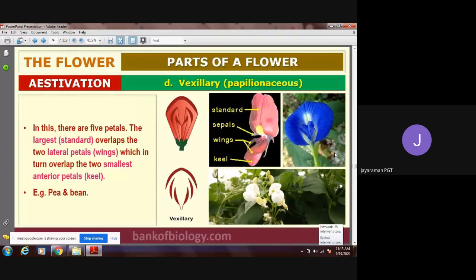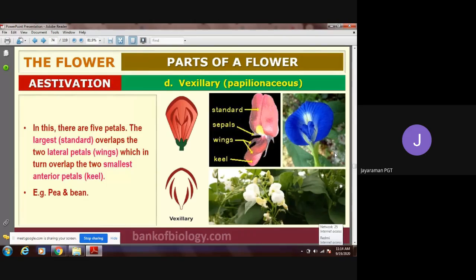Next is vexillary. This is a special kind of distribution. Vexillary or papilionaceous means butterfly type of distribution. This is found especially in the Leguminosae or Fabaceae family, the legumes, beans and pea varieties. The flowers of beans and peas look like a butterfly.